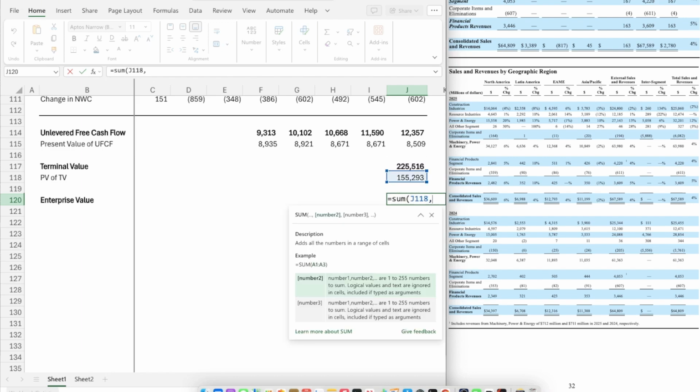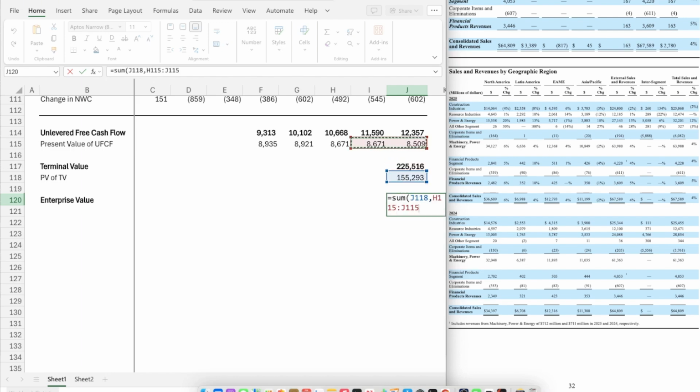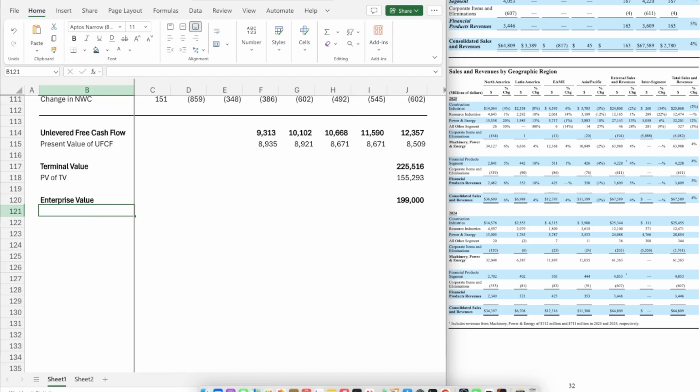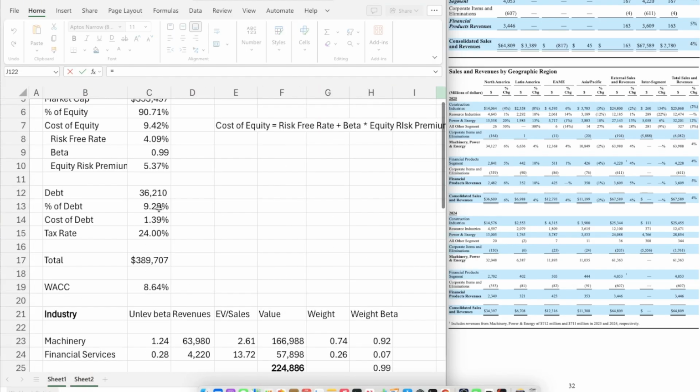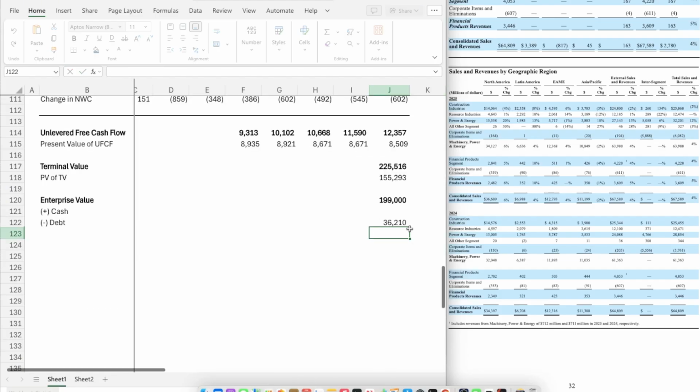Take your terminal value and sum up all the present value of the unlevered free cash flows. That gives us 199 billion. So we add back in our cash and we subtract our debt. We know what our debt is because we have calculated it for the WACC. So let's put it equal to that.